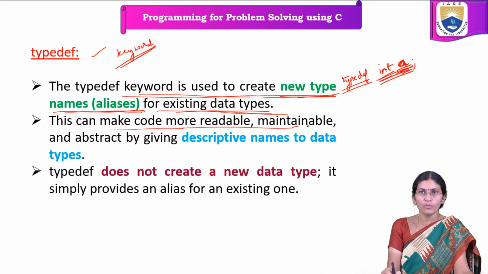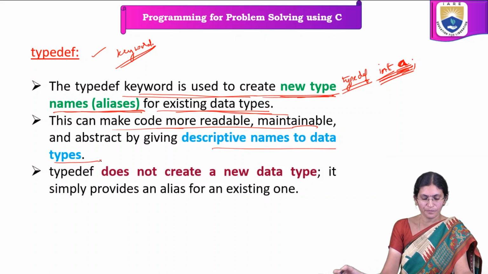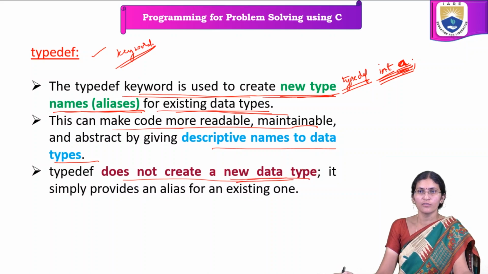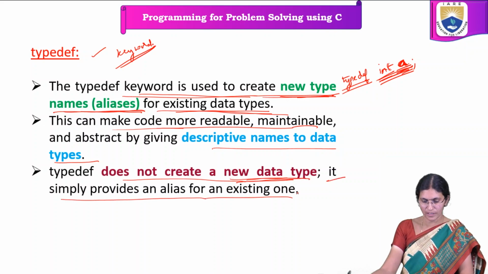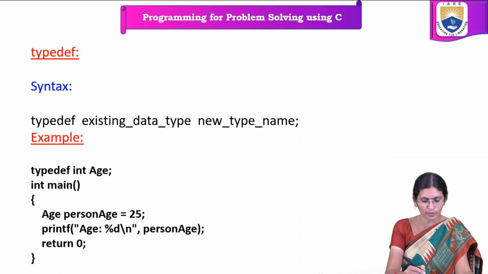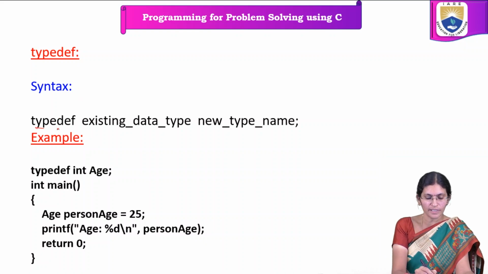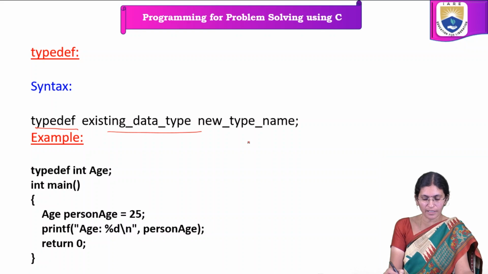So this can make the code more readable, maintainable and abstract by giving descriptive names to data types. Typedef does not create a new data type. This is the important point to be highlighted. We do not create any new data type, but it simply provides an alias for the existing one. Now let us see the syntax for this typedef. The syntax is typedef, existing data type, and then new type name.